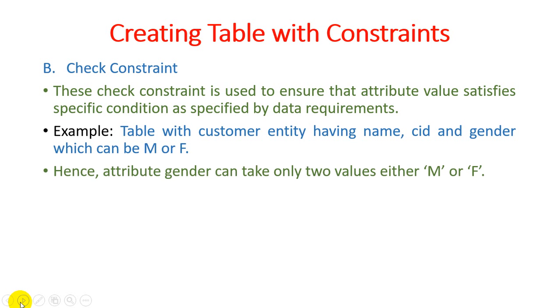Hence, the attribute gender can take only two values, either M or F. So whenever an end user wants to insert a record in the customer table, in this particular gender attribute, they must insert either capital M or capital F. Another value they can't insert, or they can't insert any record other than M or F in the gender attribute.